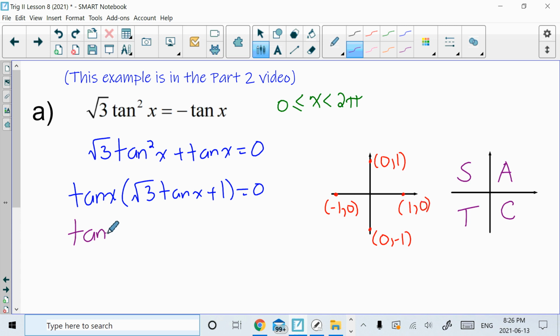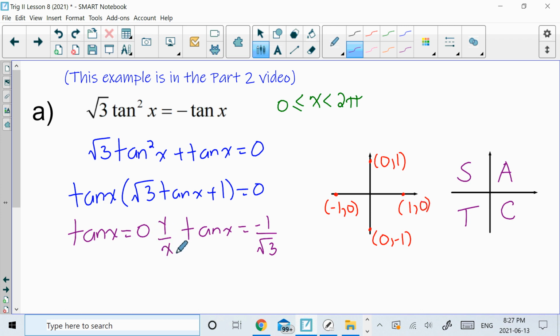I would have the tan of x is equal to 0, and over here I would have the tan of x is equal to negative 1 over root 3. Okay, so let's find on our unit circle where is the tan of x equal to 0? So remember that tan is y over x. So we're going to be looking at our coordinate points, and when we divide y by x, where will we get solutions of 0? So 0 divided by negative 1 gives us 0.